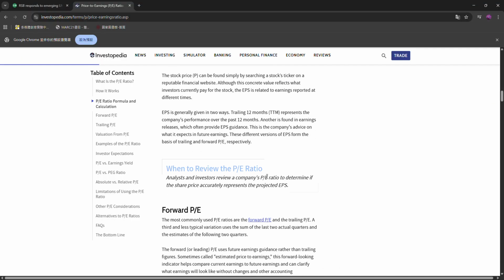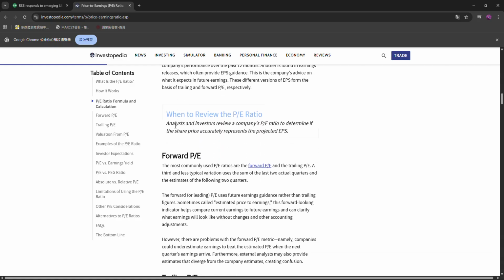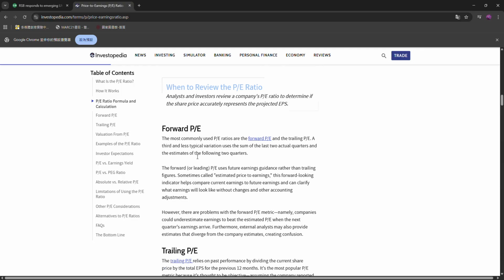When to review the PE ratio: analysts and investors review a company's PE ratio to determine if the share price accurately represents the projected EPS. Forward PE. The most commonly used PE ratios are the forward PE and the trailing PE. A third and less typical variation uses the sum of the last two actual quarters and the estimates of the following two quarters.